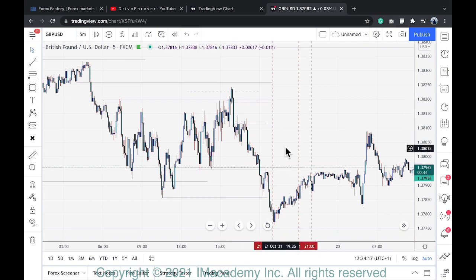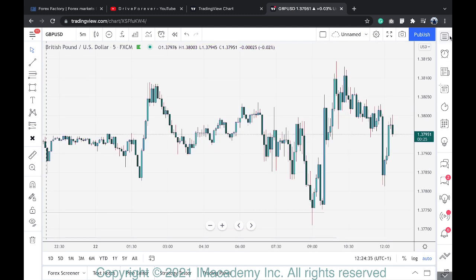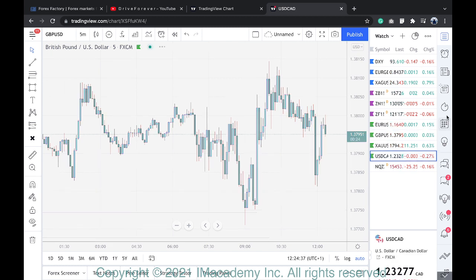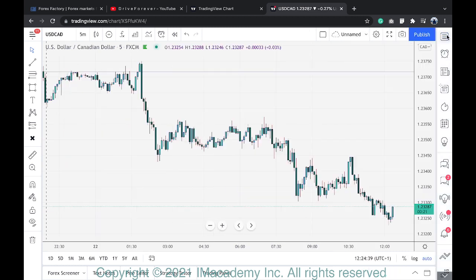So I'm going to do more lessons on the timing element. We're going to discuss all of that because there's a lot of things that I need to teach on the timing element. So we're going to talk more about that. Let's look at USD/CAD and see what I was talking about.